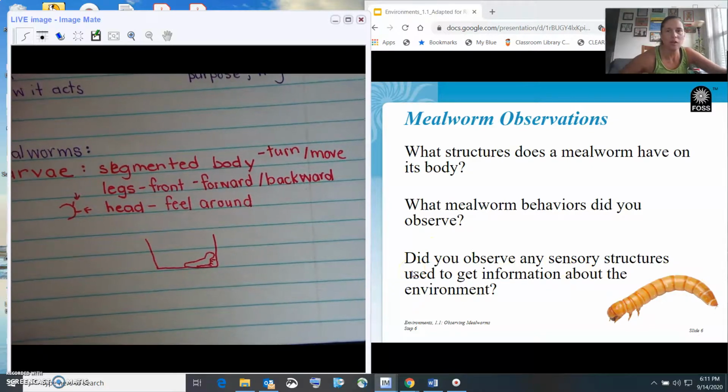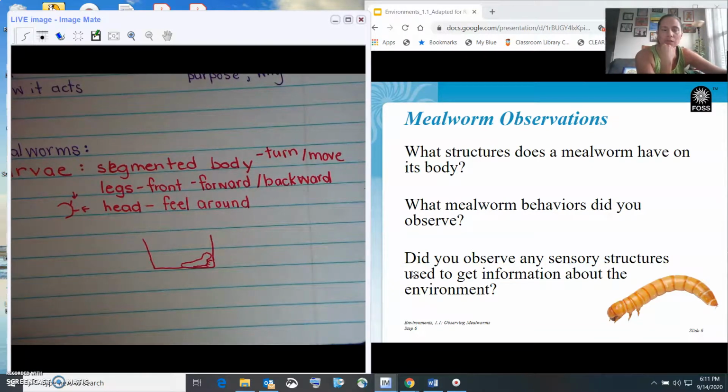All right, so after you've got your notes, your next step is to go to your classroom and go to your assignment for today and answer. I'm actually going to only make you answer the first two questions. Remember, I want it to be in a complete sentence. When you are changing your question into a sentence, use part of the question. So if it says, what structures does a mealworm have on its body? You would say, a mealworm has these structures on its body. And then you list them. I don't want to just see body, legs, head. I need to see it in the sentence.